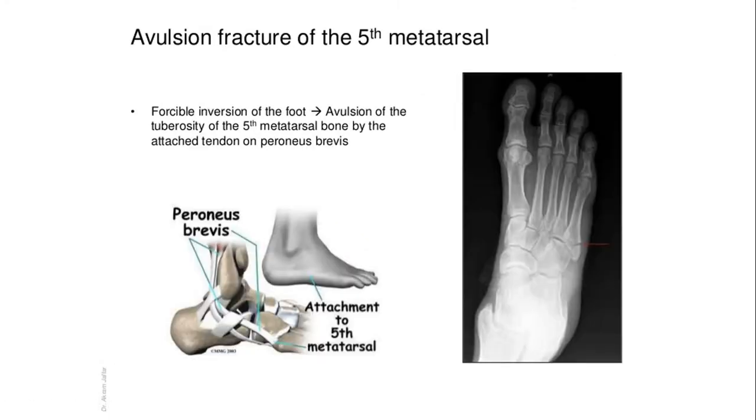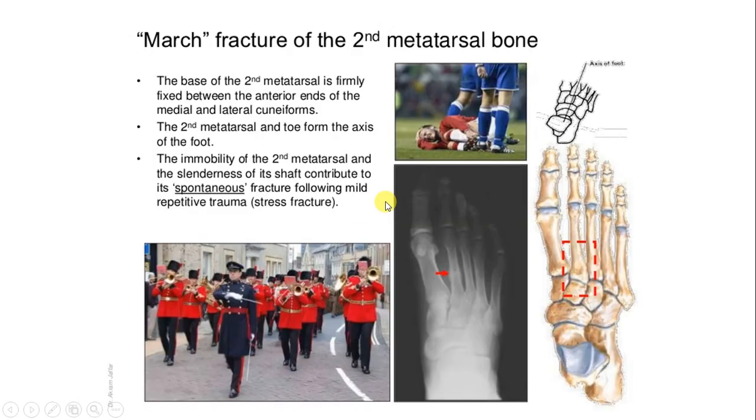Avulsion fracture of the fifth metatarsal. Here is the fifth metatarsal, and with forceful inversion of the foot, there is avulsion of the tuberosity of the fifth metatarsal by the attached tendon of the peroneus brevis. It's the inversion, not the eversion. The peroneus brevis is trying to prevent the inversion, but when the force is quite strong, due to the attachment of this muscle, there is avulsion fracture of the fifth metatarsal.